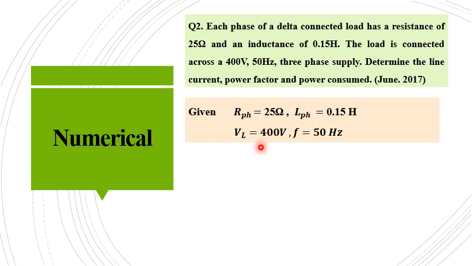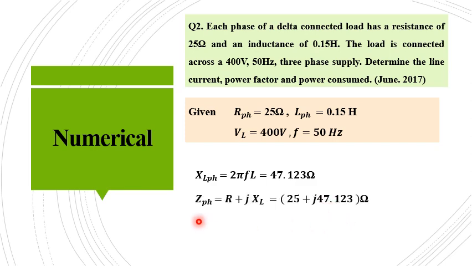Since per phase inductance is given, the inductive reactance per phase will be equal to 2 pi FL. Substituting, we will be getting it as 47.123 ohm. That means the per phase impedance will be of the form R plus jXL. Since it is inductive reactance, we will be having a plus sign here. So that is 25 plus j 47.123 ohms.